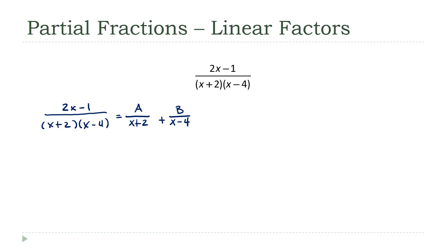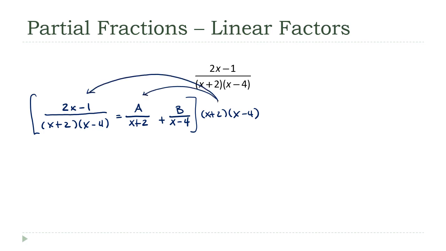I'm going to do just what you did back in your algebra classes when you were dealing with rational equations. I'm going to eliminate the denominators. So I am going to multiply this whole thing by x plus 2 times x minus 4, because when I distribute this to every term inside here, the left-hand side becomes just 2x minus 1, and the right-hand side is A times x minus 4 plus B times x plus 2.